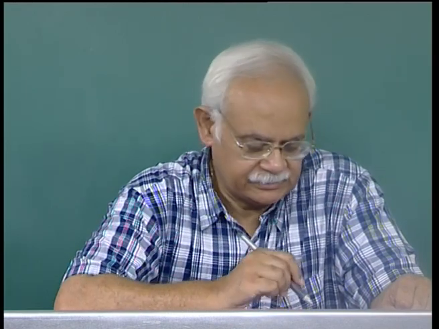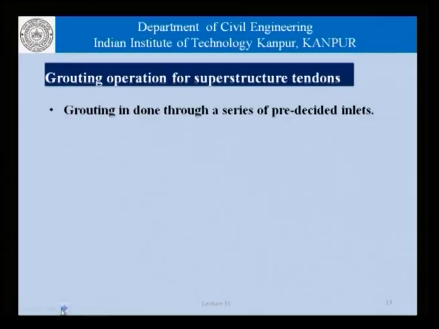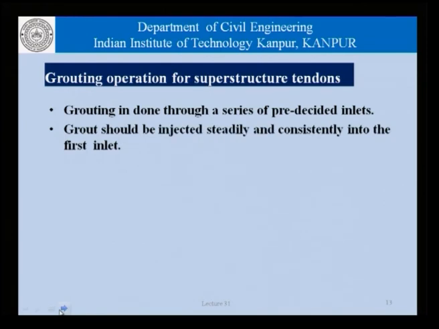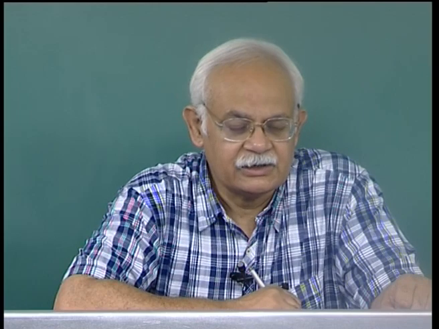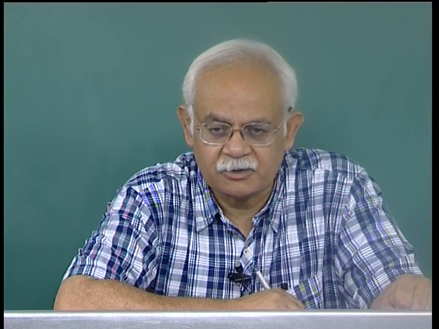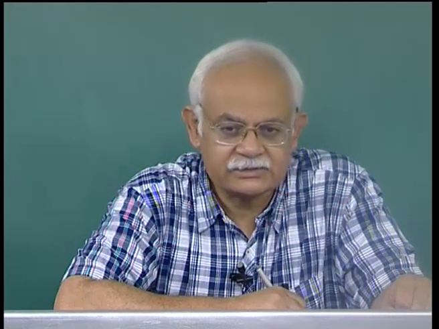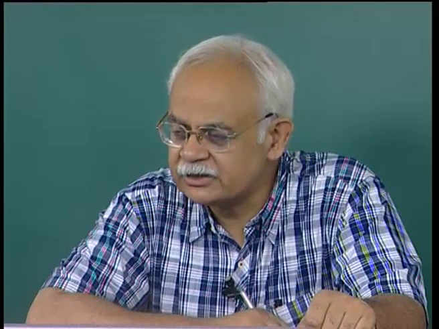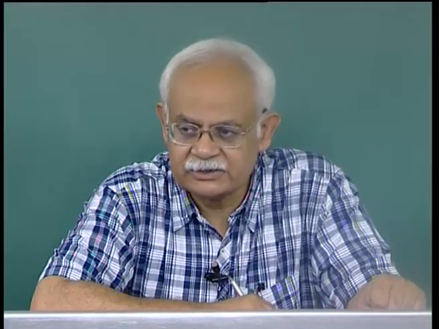As far as the operation in superstructure tendons is concerned, grouting is done through a series of pre-decided inlets. Grout should be injected steadily and consistently into the first inlet. So, we cannot have intermittent supply of grout. We cannot just grout a little bit, stop and then start grouting again. That unnecessarily leads to air pockets in the grouting systems, and that is very highly undesirable. So, we must ensure that the grouting is carried out steadily and consistently once the operation has started.